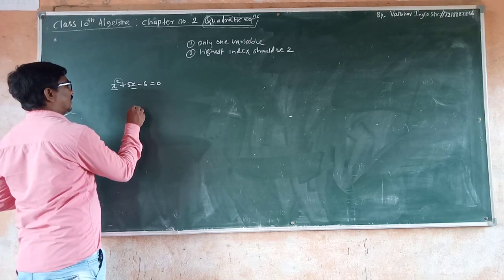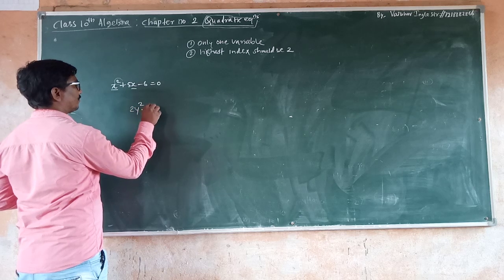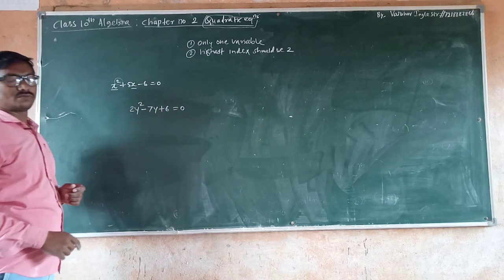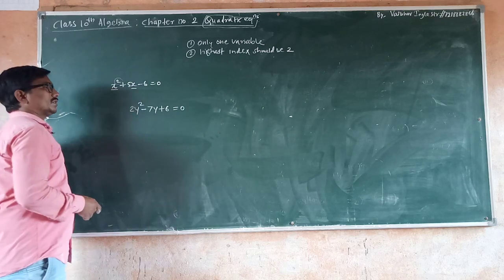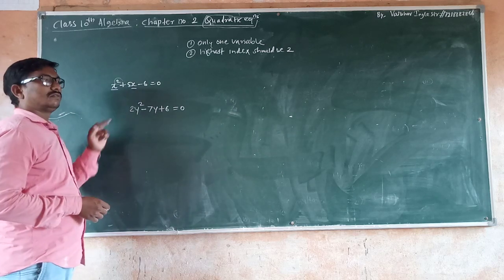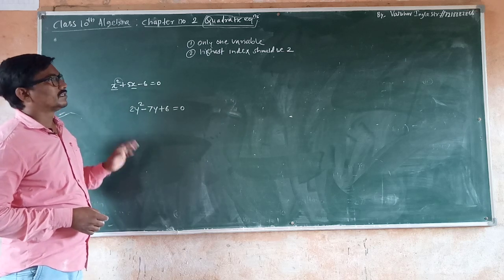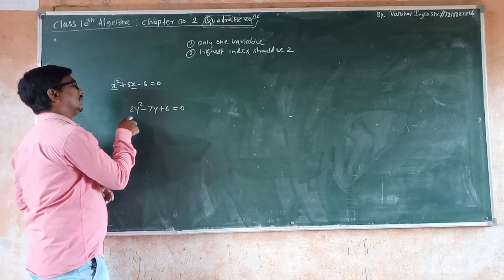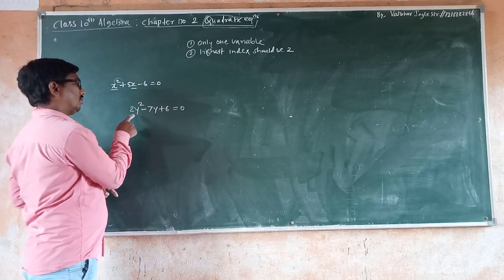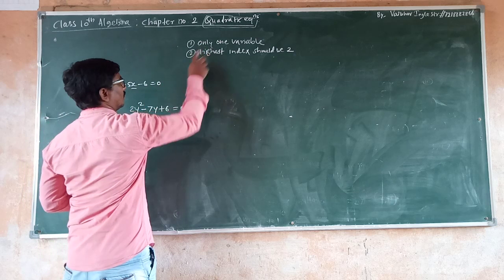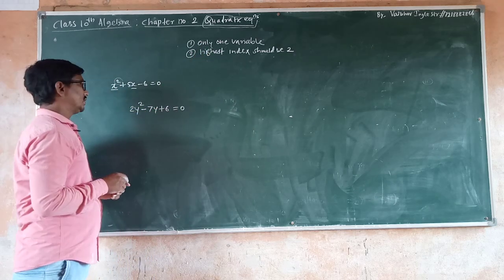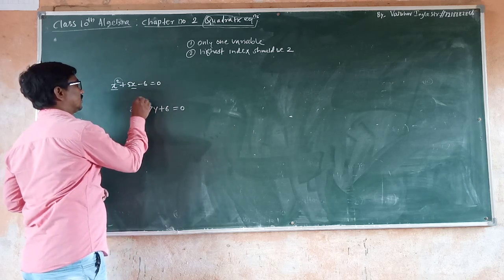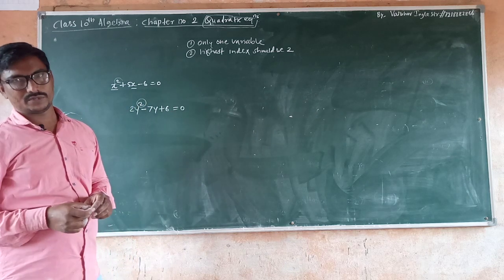Again I will write another example like 2y square minus 7y plus 6 equals to 0. Now again we have to decide whether this equation is a quadratic equation or not. So go for those two conditions, check whether the variable is only one or not. Yes, only one variable y is used in this equation and the highest index of the variable is 2. Then this equation is also called a quadratic equation.